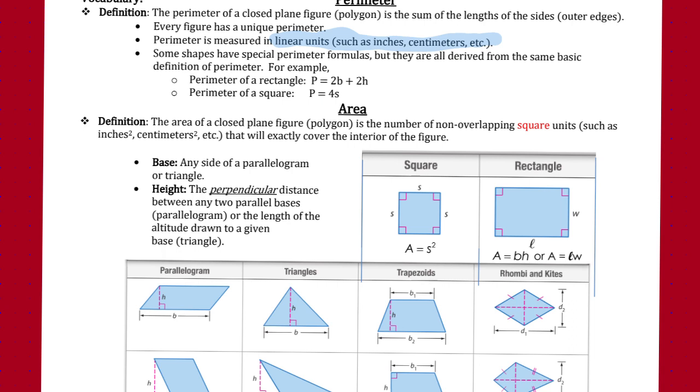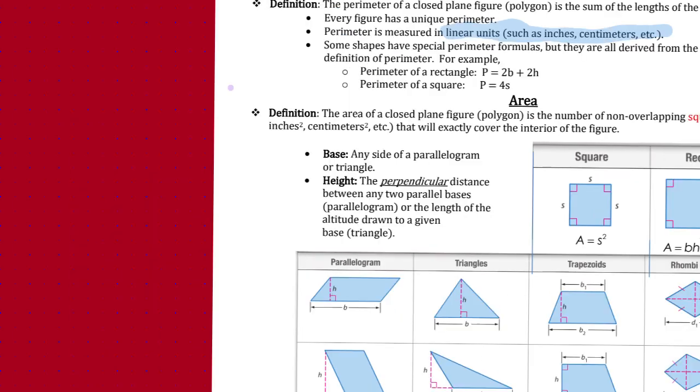Okay, to find the area, the definition is: the area of a closed plane figure is how many square units will exactly cover the interior of that figure. And so if you look at graph paper, sometimes you can count the little squares within a shape, and that will tell you how many square units are within a figure. We don't often graph, but we can look at it.